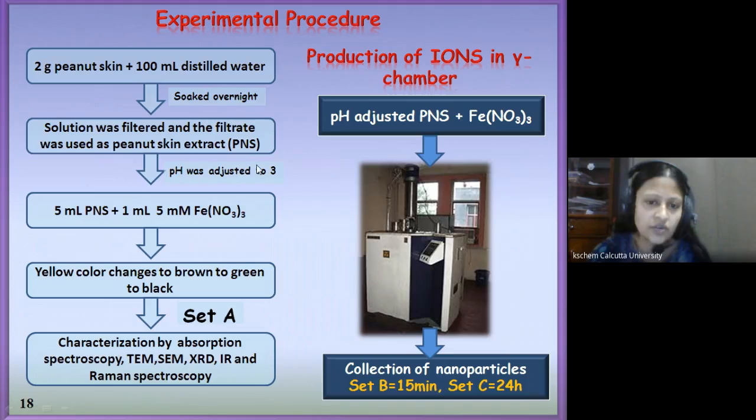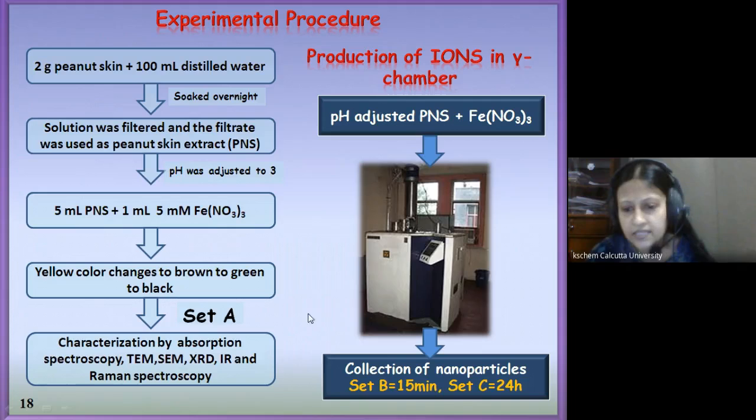We soaked it overnight and adjusted the pH to 3, and added 1 ml of 5 molar ferric nitrate to 5 ml of the peanut skin extract, and the color changed from yellow to brown to green to black, and we called it set A.